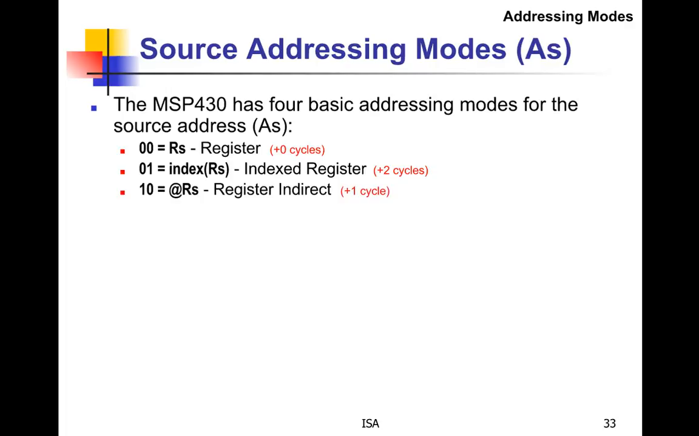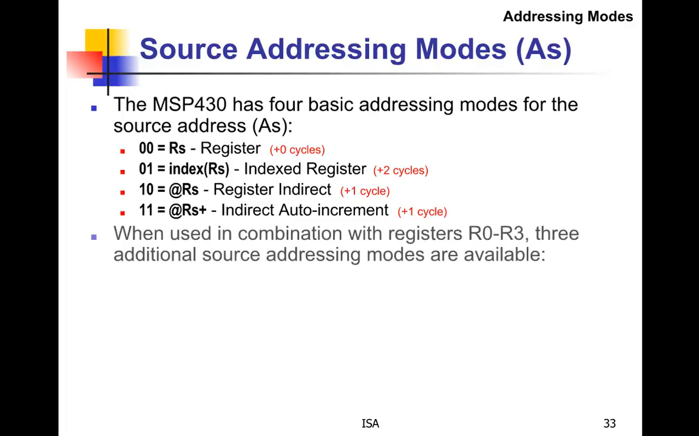So that basically gets the memory address from the register, and that's what you use. And 11 is indirect with auto increment. It also takes only 1 cycle, so that's a very nice feature. When used in combination with registers 0 through 3, 3 additional addressing modes are available. That's because those are special registers. R0 is the program counter, and then you got the status register and so on.